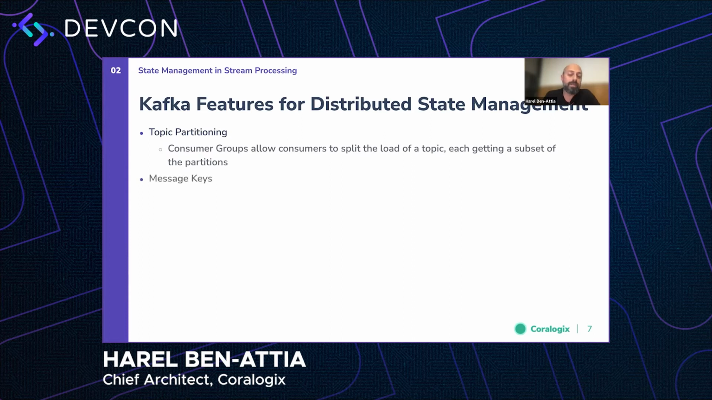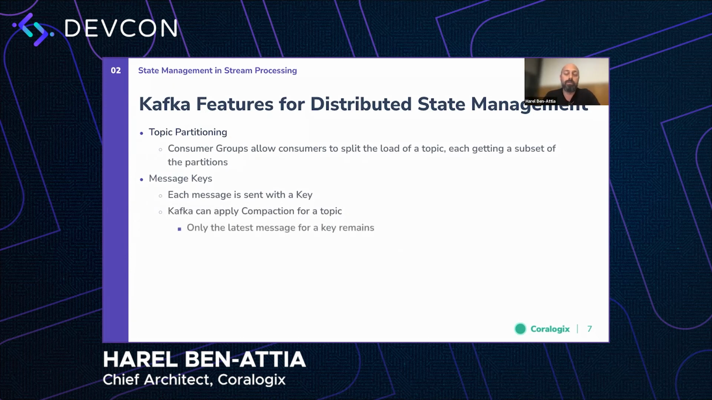The second thing is message keys. Each message that is stored in a topic has a key, and Kafka knows how to perform a process called compaction, which deletes old messages that belong to the same key and leaves only the last one. We can look at these compacted topics as topics that effectively hold breadcrumbs of state over time. Reading an entire topic from start to end can be used to construct a view of the full state that's stored in that topic.